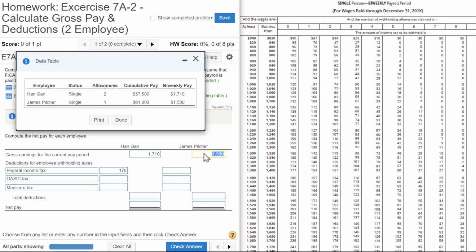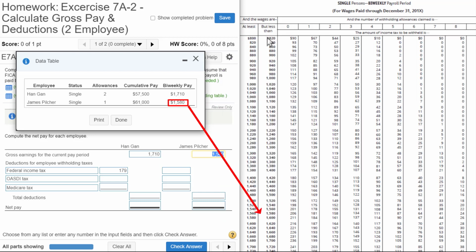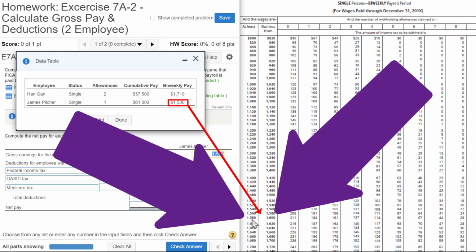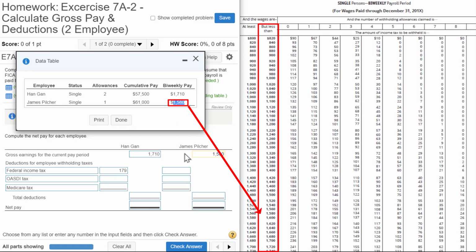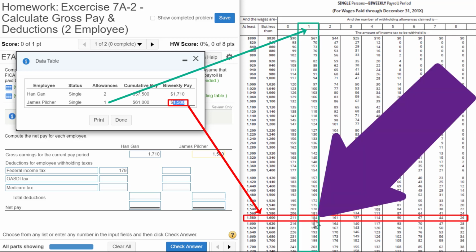Now let's do James Pilcher, 1580. Now this one's a little bit more tricky. So notice this column says at least, and this column says but less than. So which one do we use? Do we use this 1580 or this 1580? Well, this column says but less than 1580, and this person's pay is 1580. So 1580 is not less than 1580, so we have to go down to this next row. And then we have to go over to the one allowance column, so that gives us a deduction of 184. Cool, now we're done with that tax table.